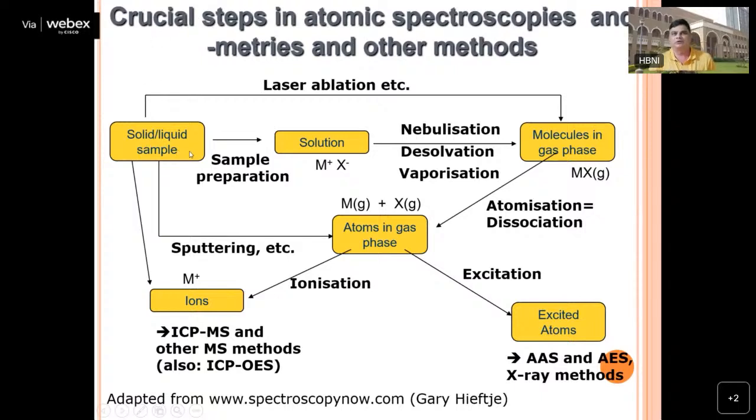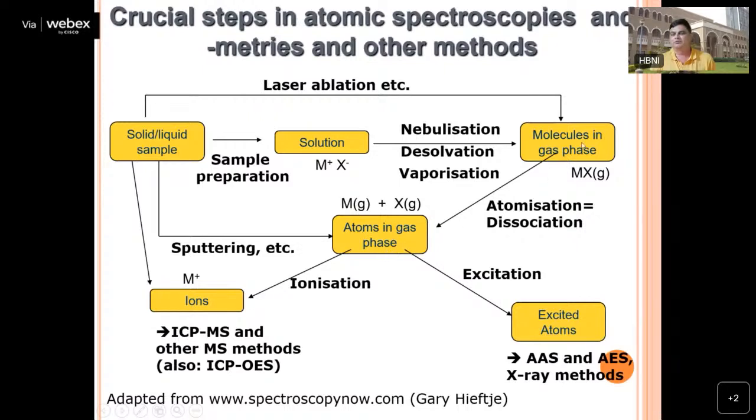Whether your sample is a solid or a liquid, how can you generate atoms or ions from this physical state of your sample? You can use laser ablation. When you use laser ablation on a solid sample, you can directly use the laser energy and put your molecule in the gas phase. And once your molecule is in the gas phase, what is next? You have to dissociate it to get the atom in the gas phase.